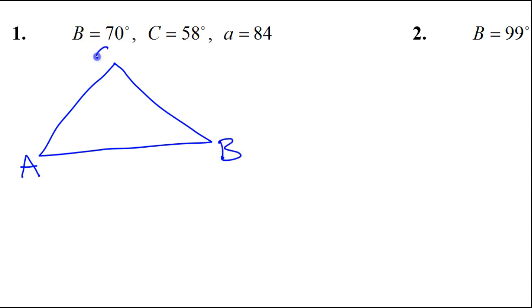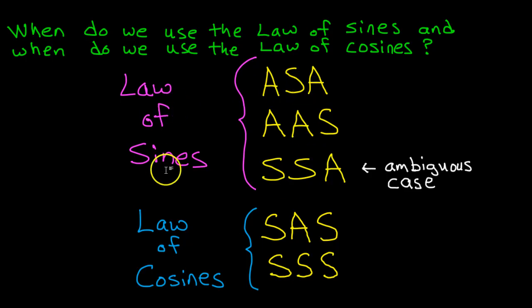So this is triangle ABC. Angle B is 70 degrees. Angle C is 58. And side A is 84. So that goes right here. So this is an angle, side, angle situation. So we will definitely do the law of sines.